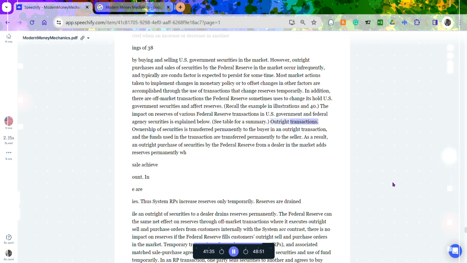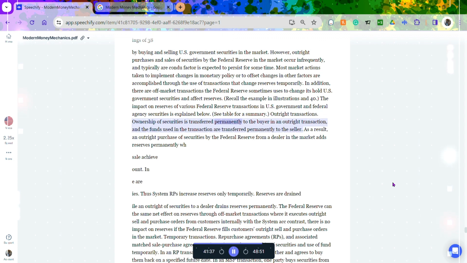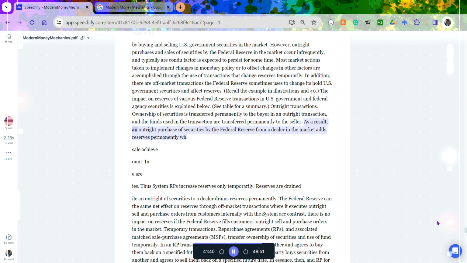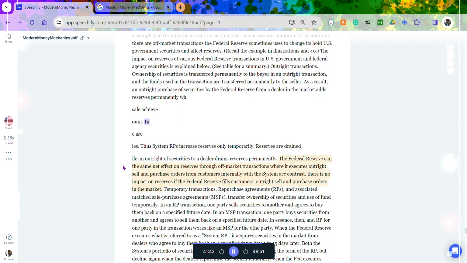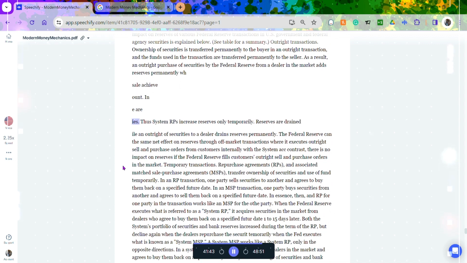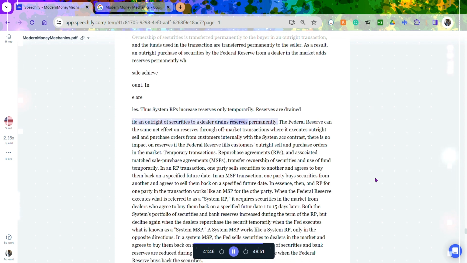Outright transactions. Ownership of securities is transferred permanently to the buyer in an outright transaction, and the funds used in the transaction are transferred permanently to the seller. As a result, an outright purchase of securities by the Federal Reserve from a dealer in the market adds reserves permanently. Reserves are drained by an outright sale of securities to a dealer, which drains reserves permanently.